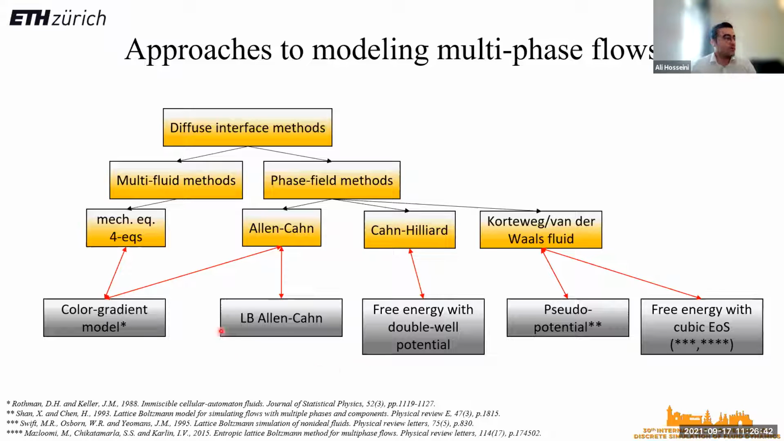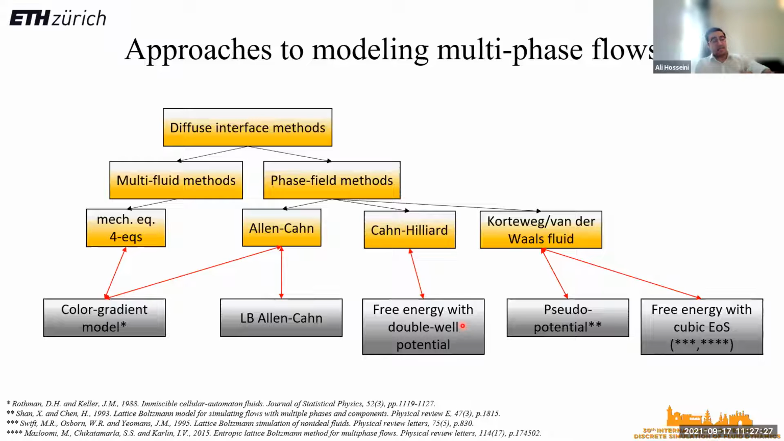For instance, not going too much into the detail, the color gradient model developed initially by Rothman and Keller. If you look into the equation and do the development, you will see that it corresponds roughly to the 4-equation model within the context of the multi-phase method formulation. And under the use of a specific recoloring operator, you can also show that you recover a hyperbolic tangent interface, and therefore you can recover the Allen-Cahn formulation for multi-phase flows. Then in the context of Lattice-Boltzmann, you also have free energy models where the double well potential is used to derive the interface tracking algorithm, which is very clearly related to the macroscopic Cahn-Hilliard formulation.